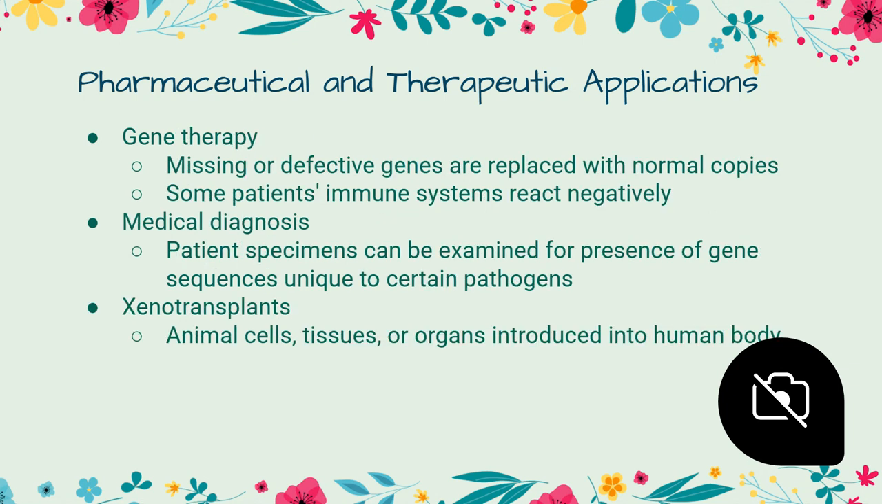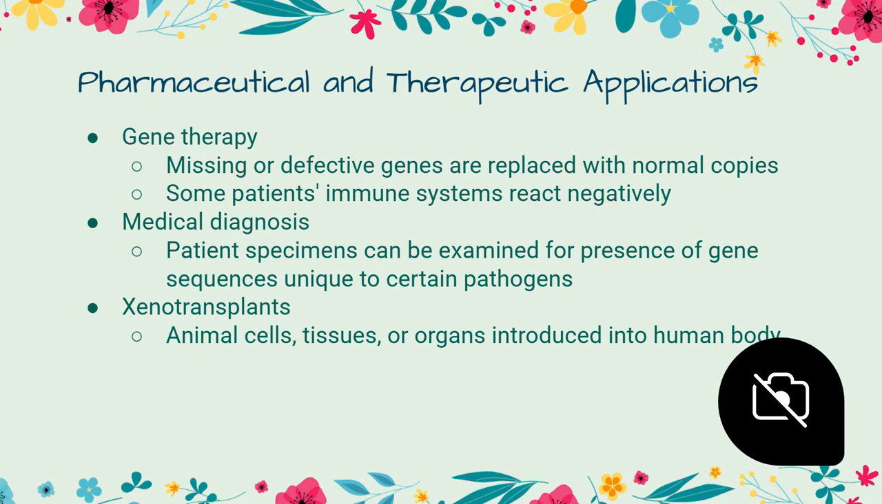We can also use gene therapy, so genes can be added, or missing or defective genes are replaced with normal copies. Sometimes we can see patients have immunological responses because your body is meant to recognize things that aren't self, and if you're changing the DNA, then you're changing self. Medical diagnosis, so we can take patient specimens and examine them for the presence of gene sequences unique to pathogens. And we can also use xenotransplants, where we take animal cells, tissues, or organs and introduce them into the human body for some kind of use.